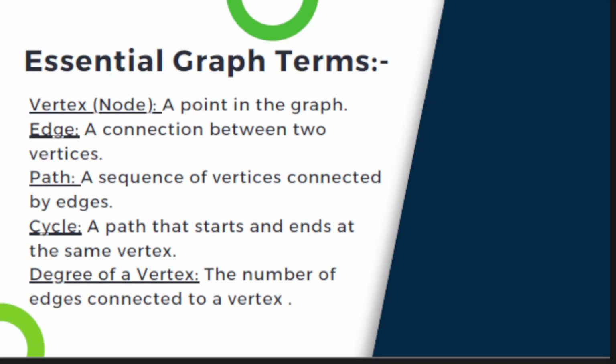Before diving deeper, let's get familiar with some basic graph related terms. Vertex means nodes, a point in the graph. Edge, a connection between two vertices. Path, a sequence of vertices connected by edges. Cycle means a path that starts and ends at the same vertex. What is the degree of a vertex? The number of edges connected to a vertex. Degrees are in-degree and out-degree for directed graphs.